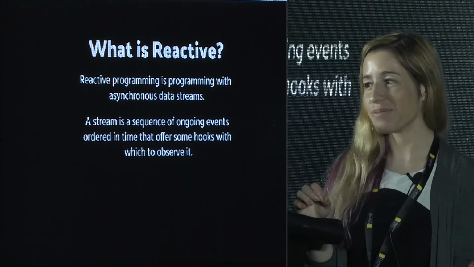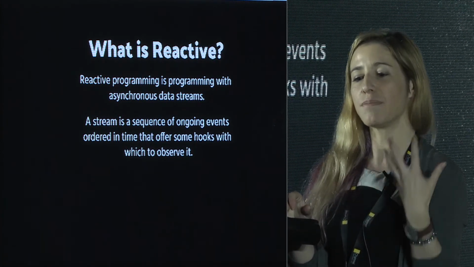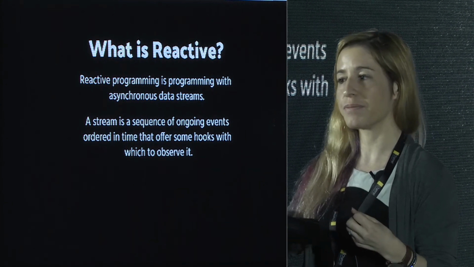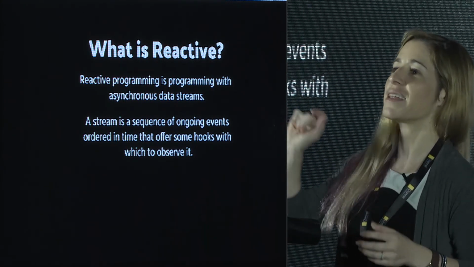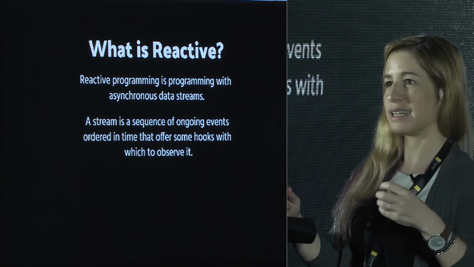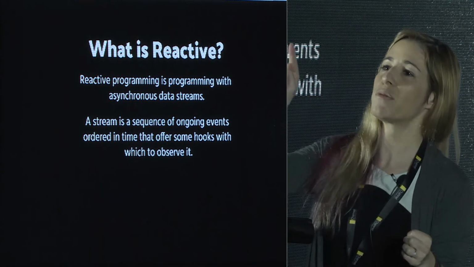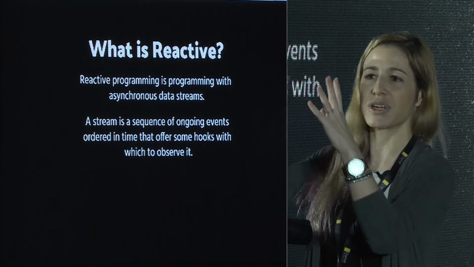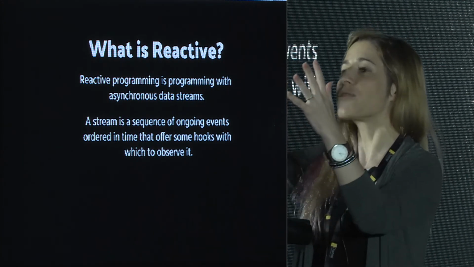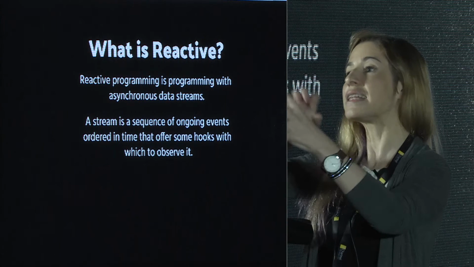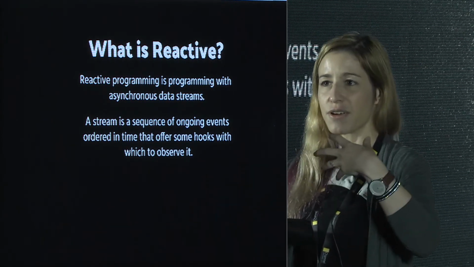A stream is a sequence of ongoing events ordered in time that offer us some hooks with which to observe it. A good example of this would be something like a hover state. I think a lot of people use that as an example. If you're about to click on or hover a hover state, that moment where you make contact with the element before it starts transitioning, that's a hook with which you can observe something. Then it's going to interpolate a state, and that's another hook with which to observe it. And when it ends up at another state, that's another hook with which to observe it.